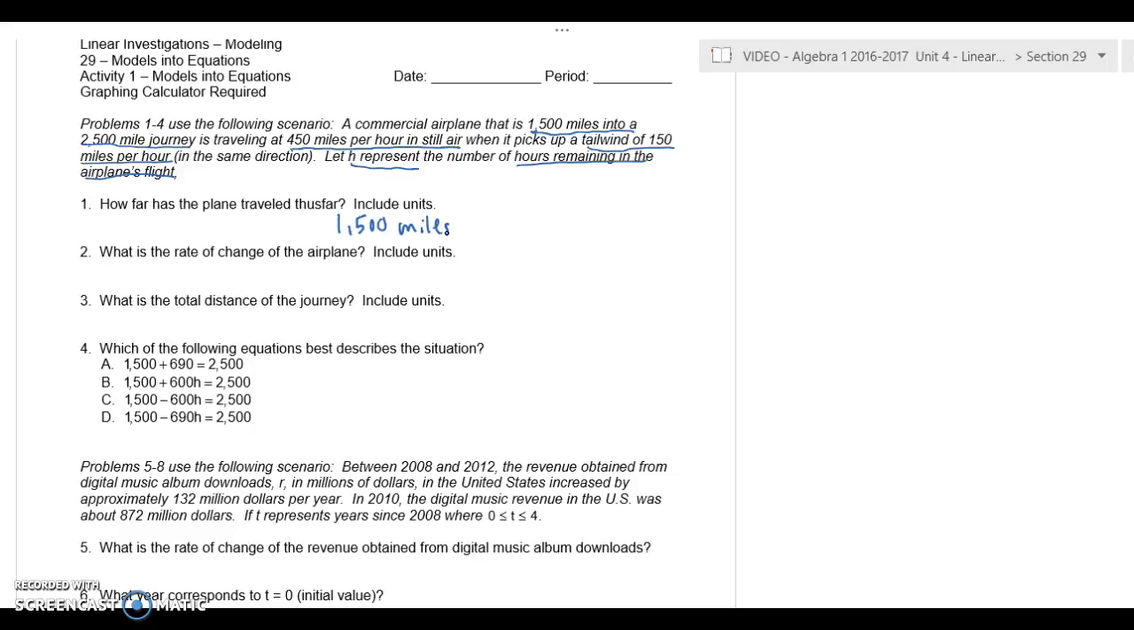So if we want to find the rate of change of the airplane in this situation, what we need to do is add up our speed in still air and our speed of the tailwind, and that'll give us the speed the plane's actually moving, which in this case is 600 miles per hour. We also want to know what is the total distance of the journey. So how far is this plane supposed to travel? Well, it says right here the 2,500 mile journey.